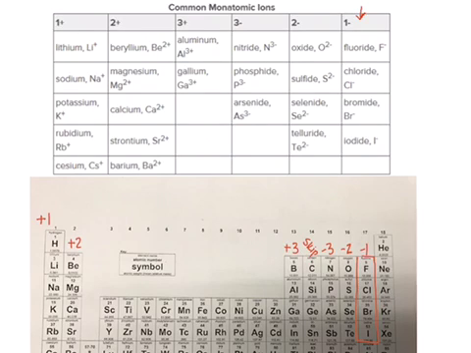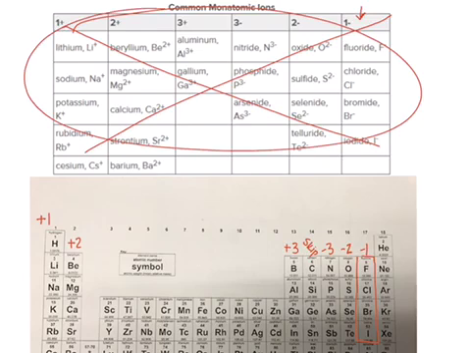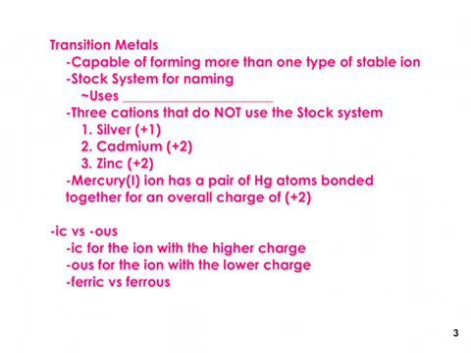So you won't see this table on any test or quiz because I will expect you to be able to pull the data from this table by looking at the periodic table. So you're going to have to remember the +1, +2, +3, skip, -3, -2, -1 pattern of cations and anions. So then the transition metals are capable of forming more than one type of stable ion. And so we use something called the Stock naming system for these, and we use Roman numerals. Switch colors.